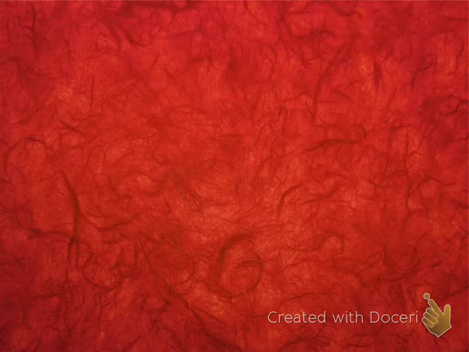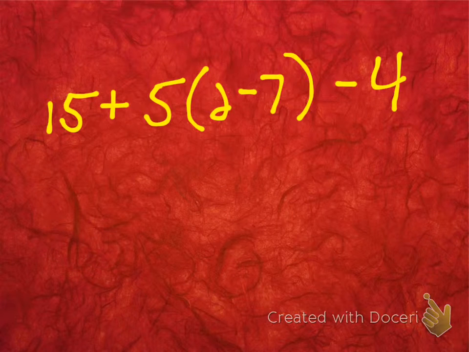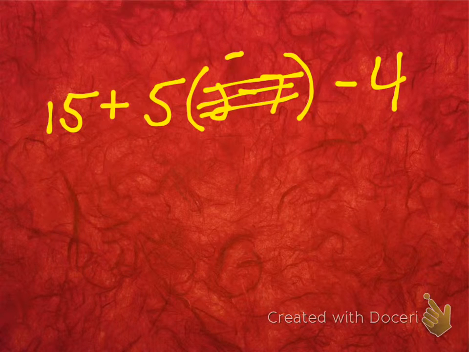Alright, number 2, what is the value of the following expression? 15 plus 5, parentheses 2 minus 7 minus 4. Alright, all this is PEMDAS. So what do I need to do first? Parentheses. So 2 minus 7 is negative 5. Now we have 15 plus 5 times negative 5 minus 4. Well, PEMDAS tells us that next we have to do the multiplication. So what is 5 times negative 5?